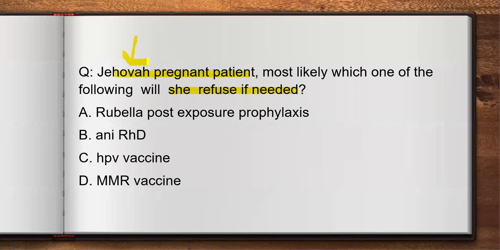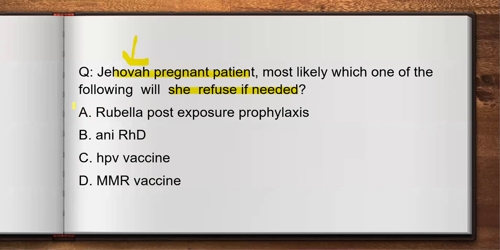So Jehovah Witness means there is a group of people who usually don't take any blood or blood product transfusion. Those are called Jehovah Witness. So if a Jehovah Witness becomes pregnant, what is the most important one she can refuse if it's needed? Rubella post-exposure prophylaxis, NTD, HPV vaccine, MMR vaccine. Very easy if you think a little bit in a critical way.